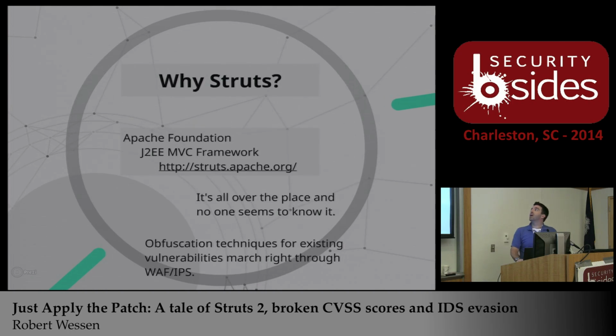So why Struts? I just talked about it a little bit. We're seeing it all over the place, and nobody seems to know it, is the trend that we were seeing. Like I was saying before, obfuscation techniques for a couple of existing vulnerabilities, 18-month-old vulnerabilities in this case, are some of the most useful ones, but you can still just blow right through the defenses, which is awesome from a pen testing perspective, not so good from the defensive perspective. And it's from the Apache Foundation. It's a Java 2 Enterprise MVC framework.